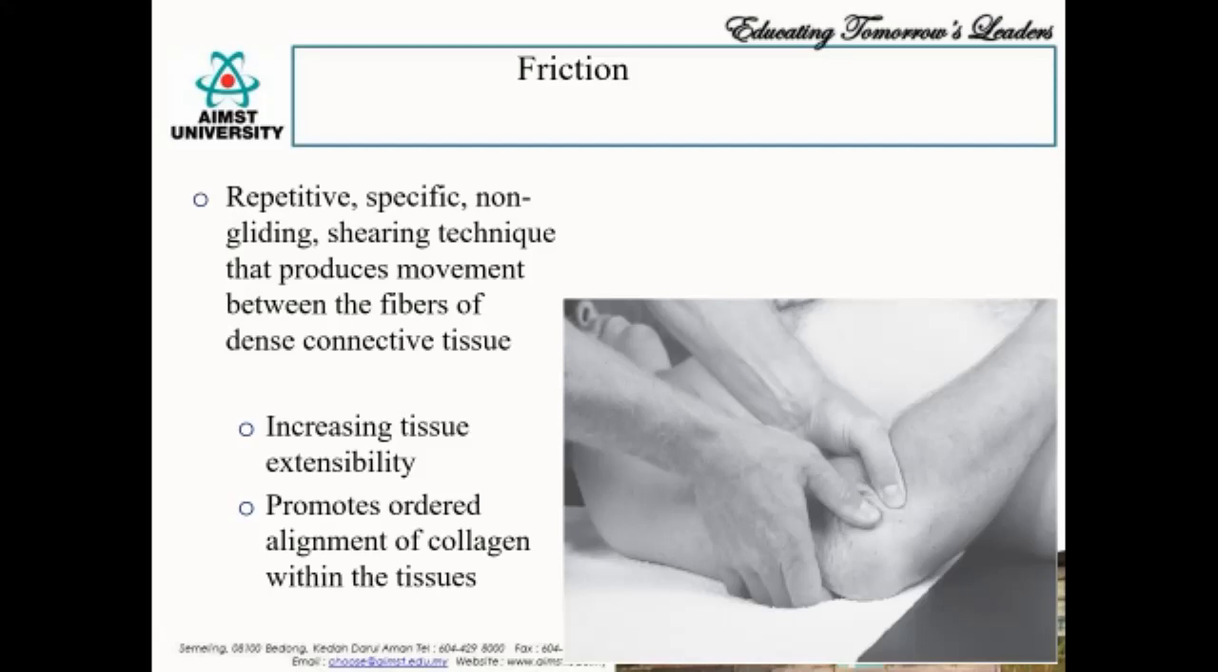One is picking up, wringing, compression, circular kneading, and skin rolling. Is that clear? So this is about the fourth technique. Then the fifth one is called friction. So this is nothing but like this.